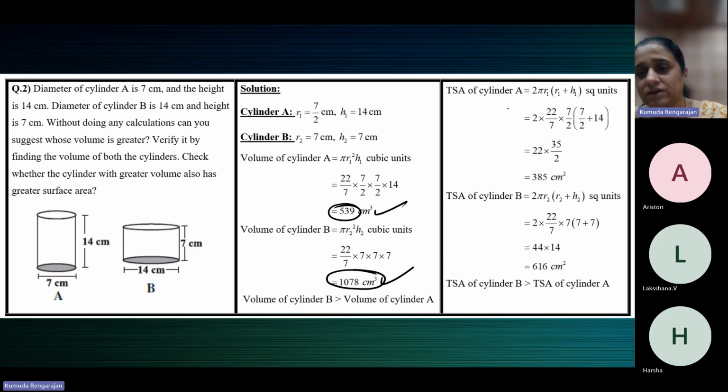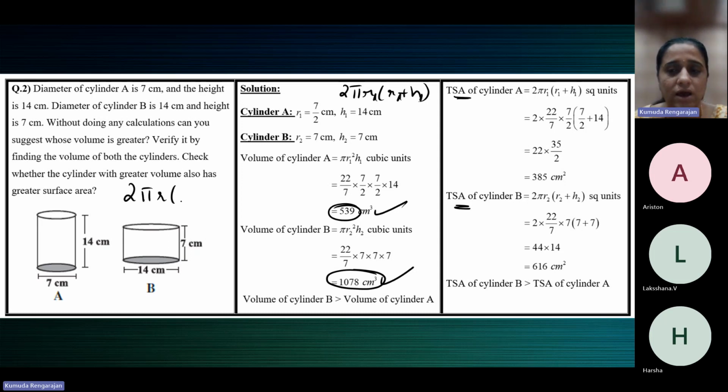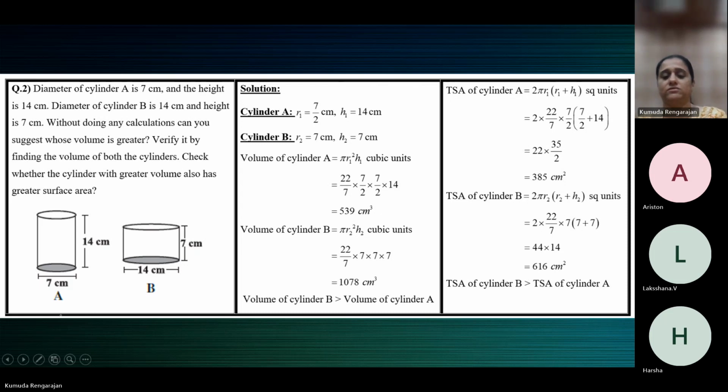Similarly, for surface area, since nothing is mentioned, you'll have to find the TSA. It is 2 pi R into R plus H, sorry, 2 pi R into R plus H. Put R1 and H1. Similarly, for the next one, 2 pi R into R plus H, with R2 and H2. So substitute the values and calculate.